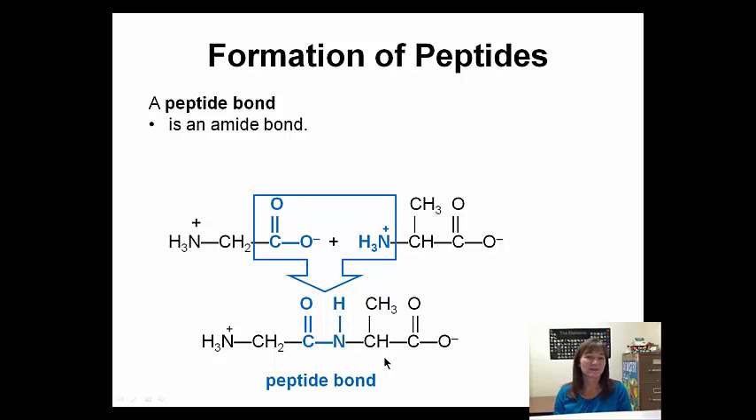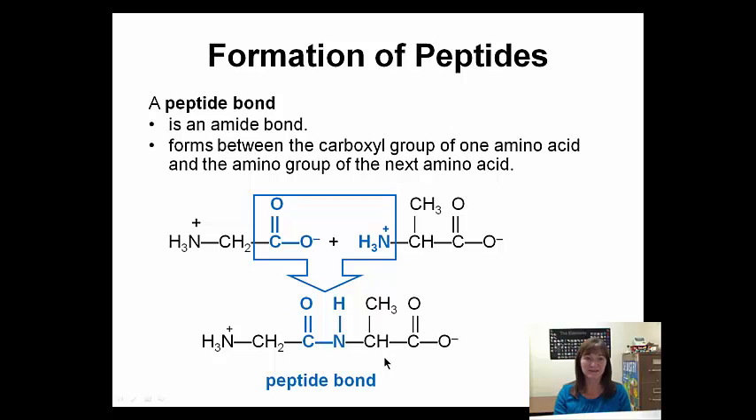So, peptide formation. I just got done telling you it's an amide bond. It forms between the carboxylic acid group of one amino acid and the amino group of the next amino acid. So here is the amino acid part of one amino acid, and it is going to react with the amino group on another amino acid. And remember, you're taking out water.